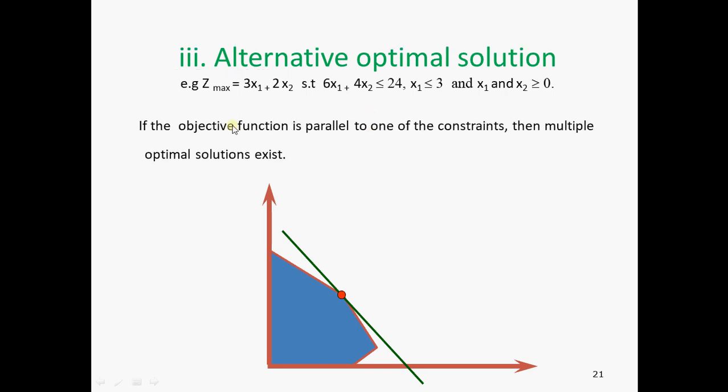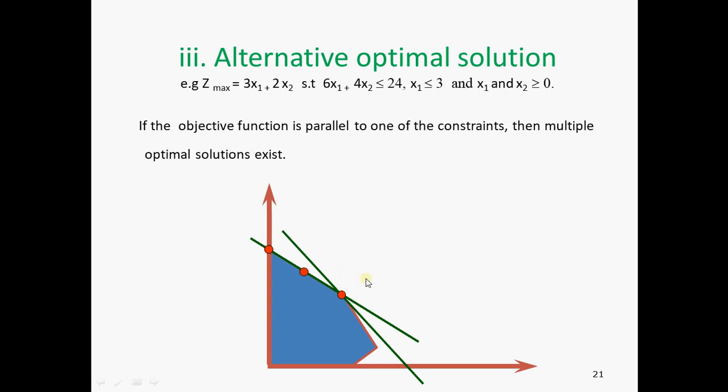Fine. Now, if the objective function is parallel to one of the constraints, then multiple solutions exist. Like this. So, for example, if you solve this one, Z max, no? There are 3 points. Z max may be the same at any 2 of the points. So please verify that. Maybe here and here, or here and here. Z max will be the same at 2 points.